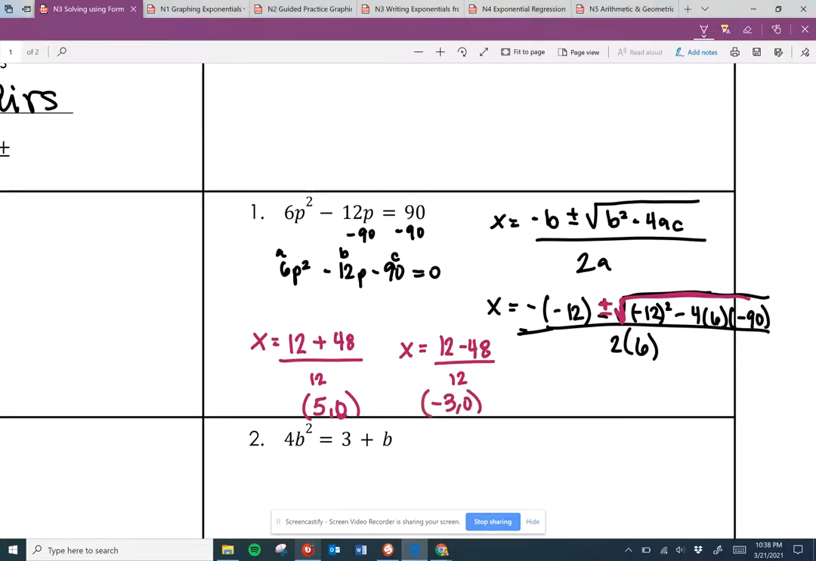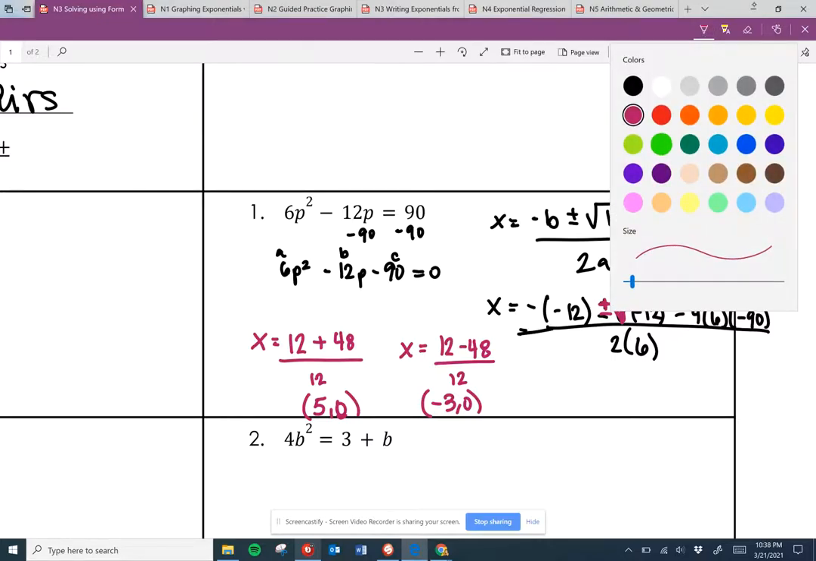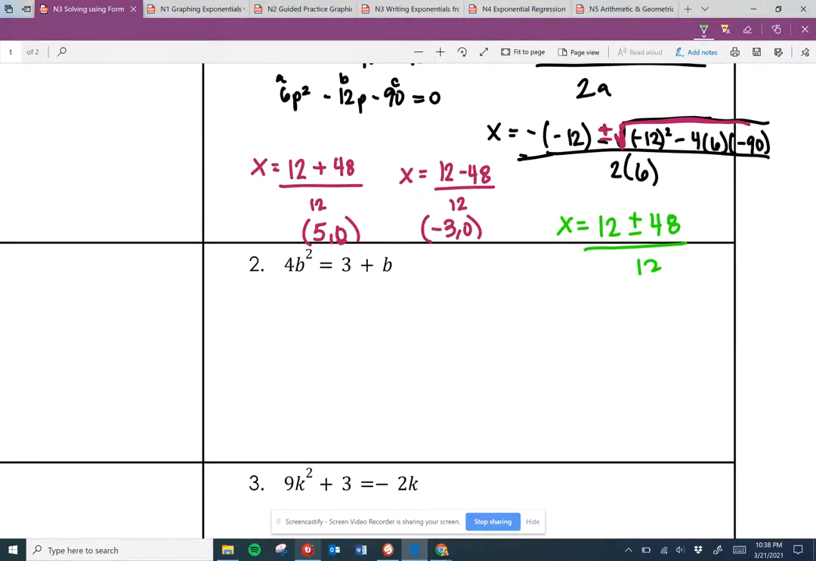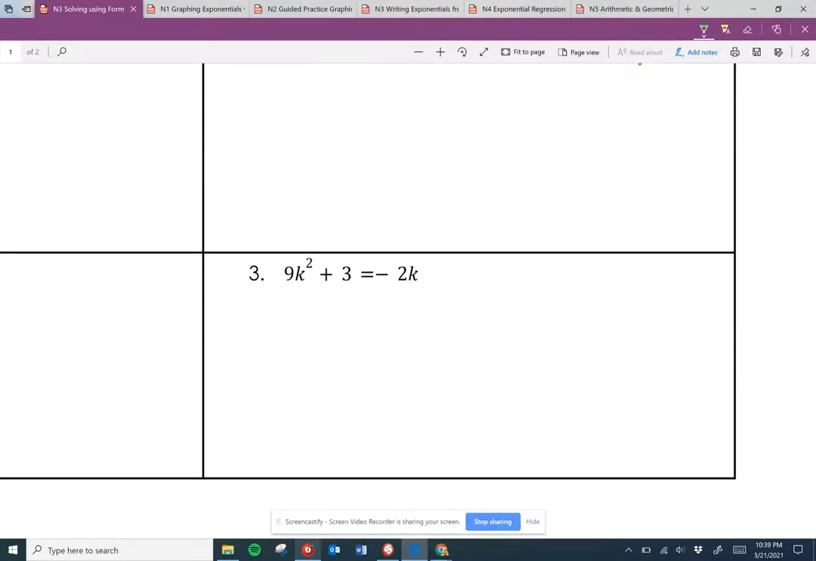Every now and again, you will see these answers written in a simplified form. Sometimes they won't simplify the problem all the way. They'll just say x equals 12 plus or minus 48 divided by 12, and they'll leave it like that. Not often, but I want you to be ready in case you see this on a multiple choice answer. Kind of like how we had our two options, they might just give you that one option. Okay, we will do one more for practice.